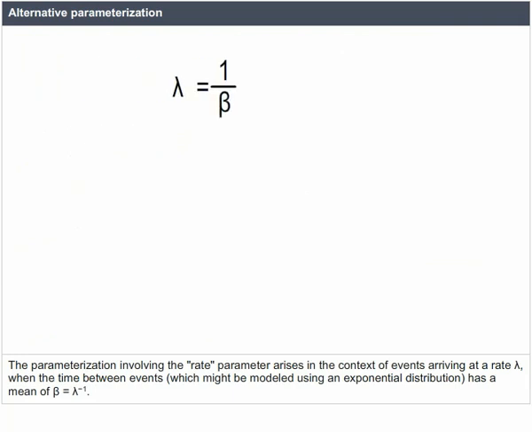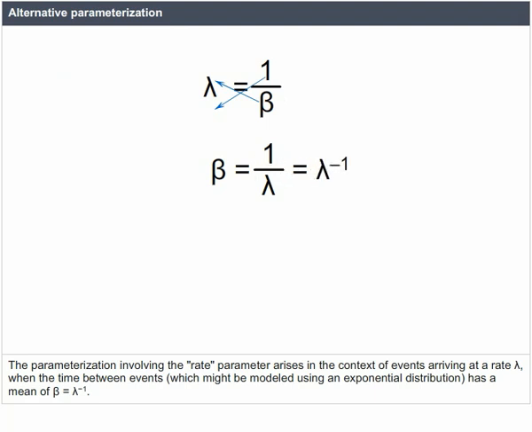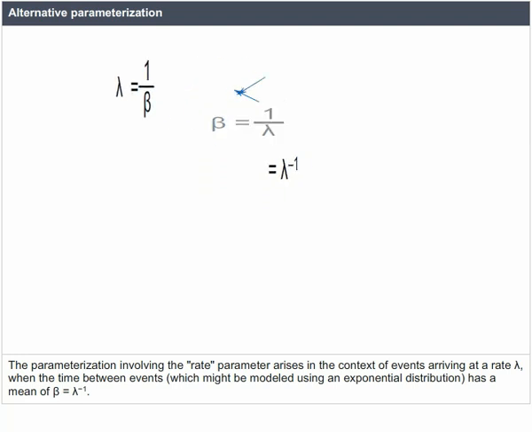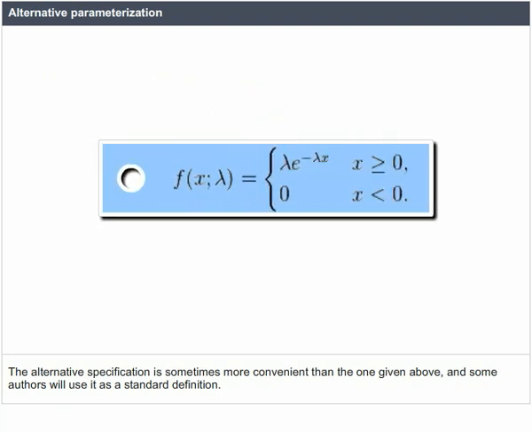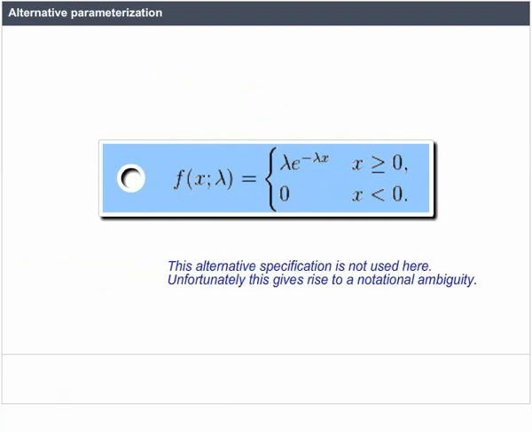The parametrization involving the rate parameter arises in the context of events arriving at the rate lambda, when the time between events, which might be modeled using an exponential distribution, has a mean of beta equal to lambda inverse. The alternative specification is sometimes more convenient than the one given above, and some authors will use it as a standard definition. This alternative specification is not used here.